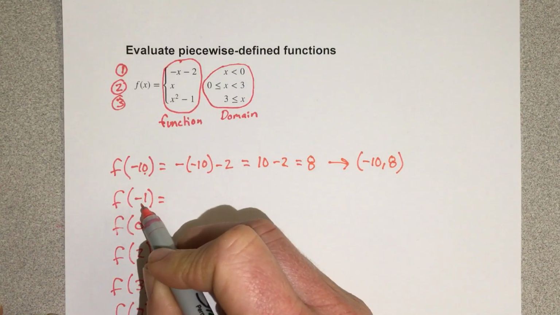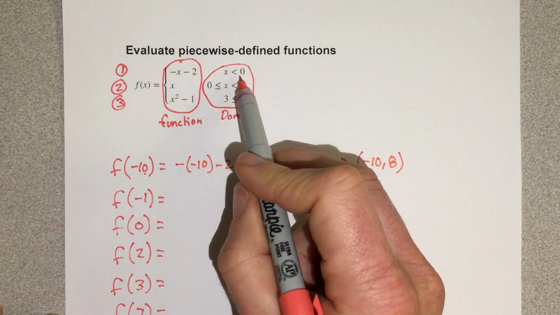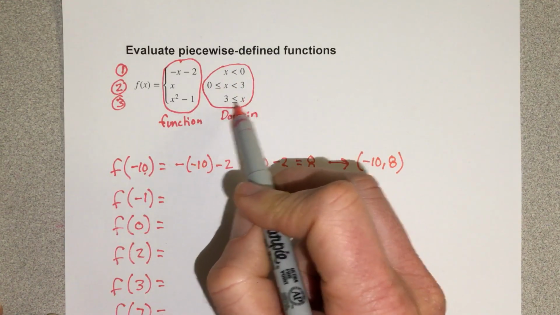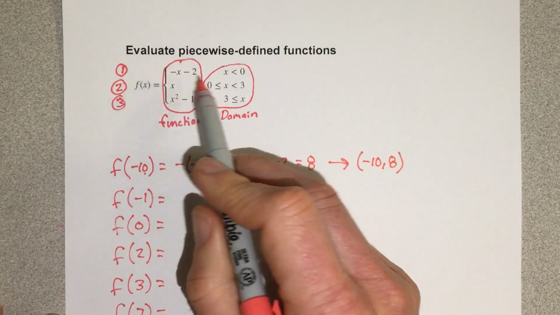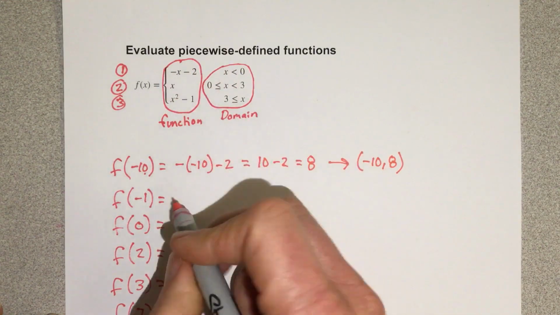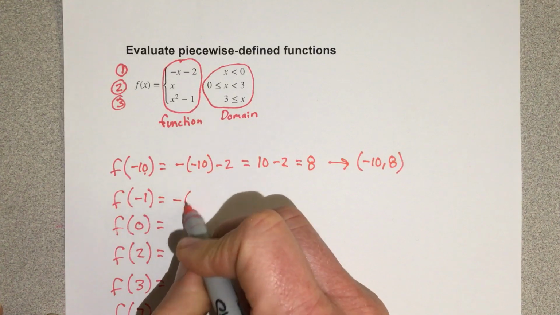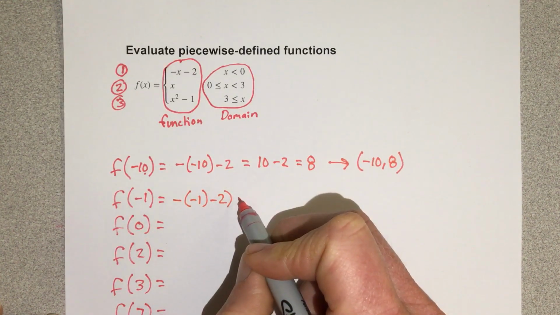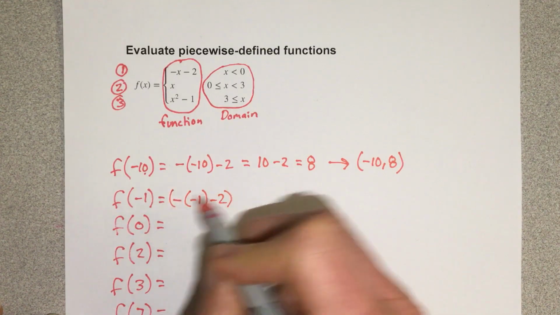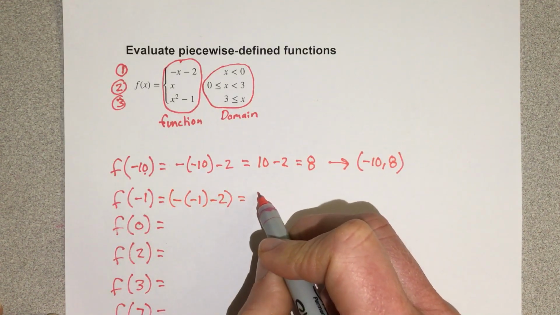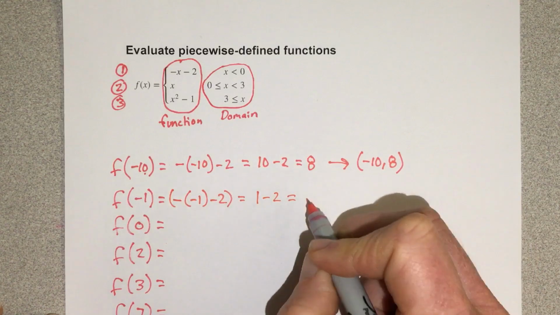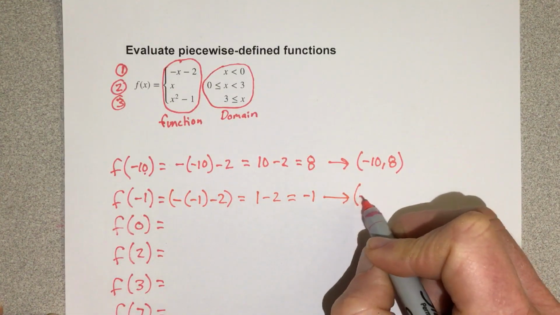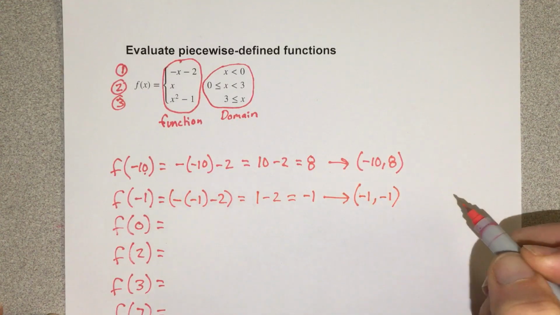Then we're going to plug in negative 1. Negative 1 is less than 0. Negative 1 is not between 0 and 3. And negative 1 is definitely not greater than 3. So we, again, can only use the top equation to evaluate this. So we have negative of negative 1 minus 2, which will give you 1 minus 2, which is negative 1. So I get negative 1 for a coordinate.